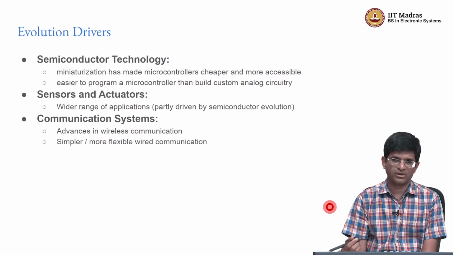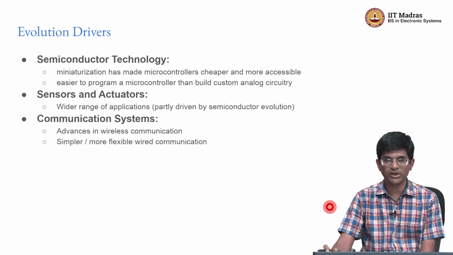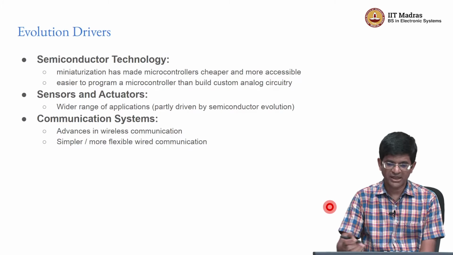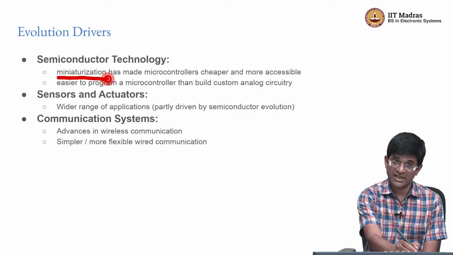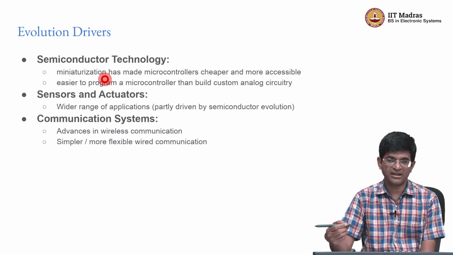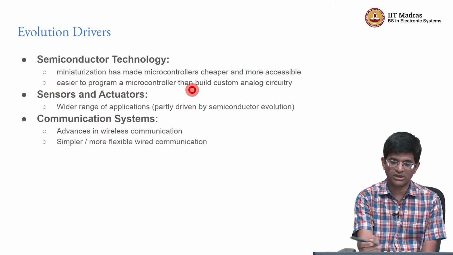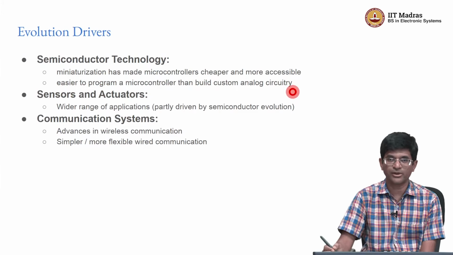Now, if you look at what has actually driven this large increase in the number of embedded systems over the last, well, it's not just a few years, it's actually been a few decades now. It has been the tremendous growth in semiconductor technology, right? Miniaturization in particular, which has been going on for the past more than 50 years at this point, has made microcontrollers cheap and accessible. In fact, cheap to the point where it is very often easier to program a microcontroller than to build custom analog circuitry.